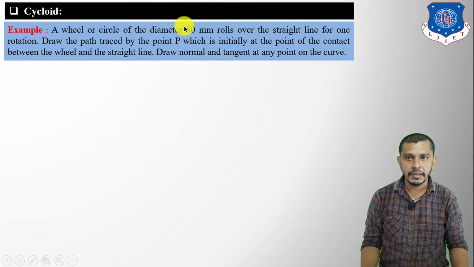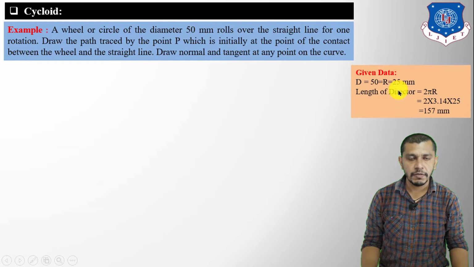The given data is: diameter of the circle is 50 mm, so the radius will be equal to 25 mm, and the circle is rolling for one rotation. That means the length of the straight line path, or the distance covered by the circle on the straight line path, will be equal to 2 pi r, which is the circumference of the circle, and it will be equal to 157 mm.